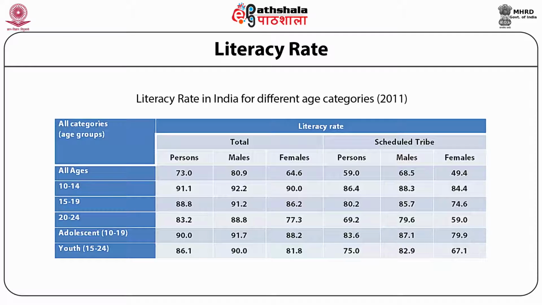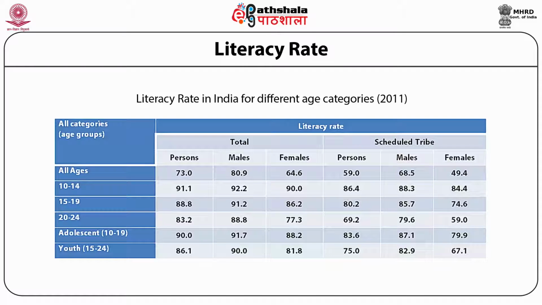For age category 10 to 14 years, the literacy rate is 91.1% for persons of total population, whereas for males of total population it is 92.2%, for females of total population it is 90%, whereas for scheduled tribe it is 86.4% for persons and 88.3% for males and 84.4% for females.